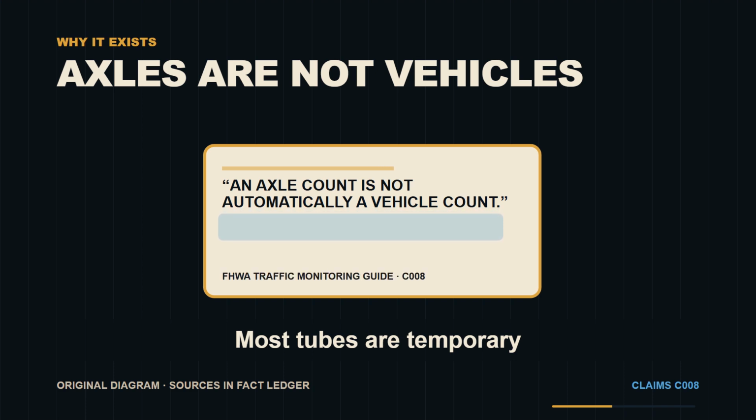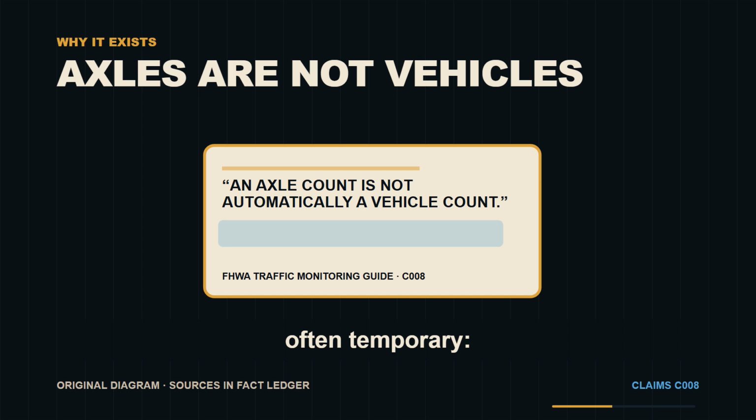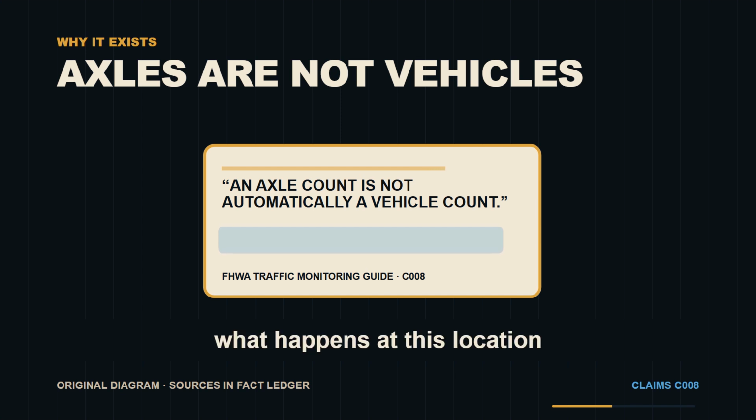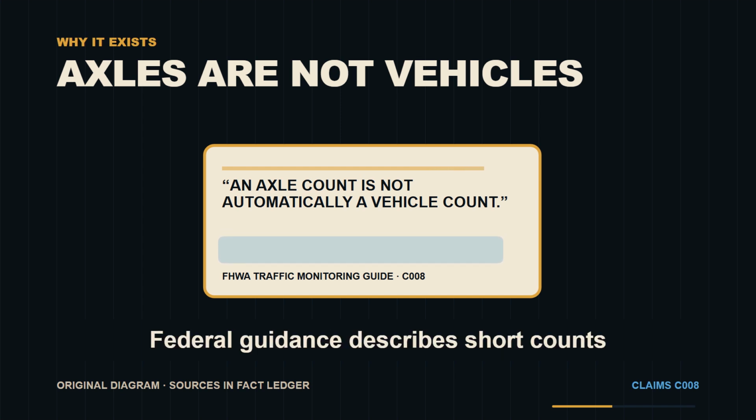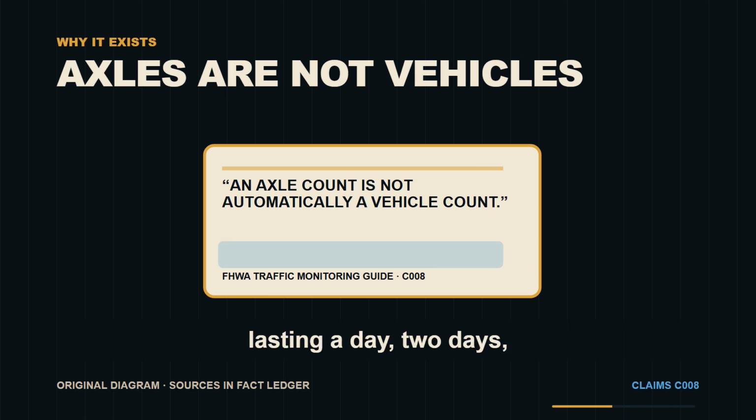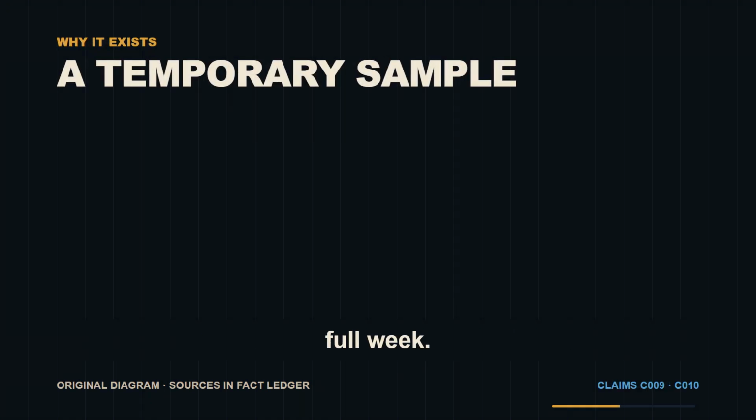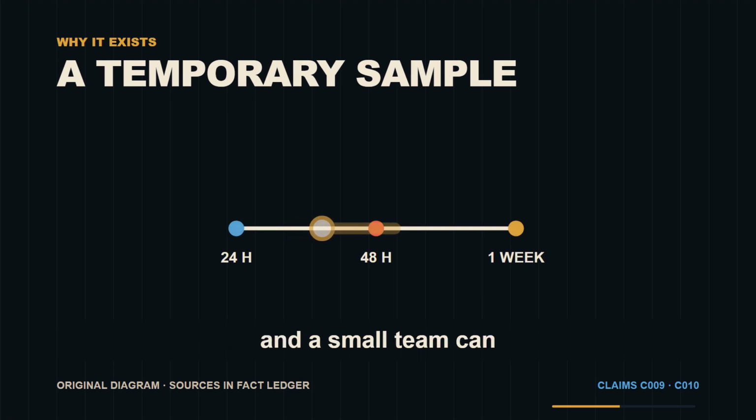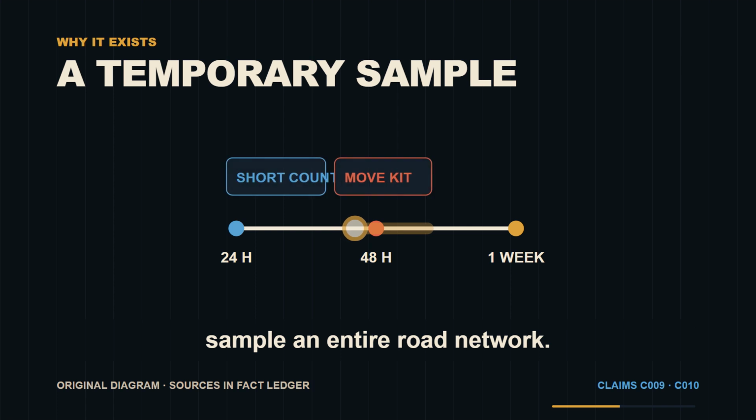Most tubes are temporary because the survey question is often temporary. What happens at this location this week? Federal guidance describes short counts lasting a day, 2 days, or 3. Some councils commonly collect a full week. Move the same portable kit to many sites and a small team can sample an entire road network.